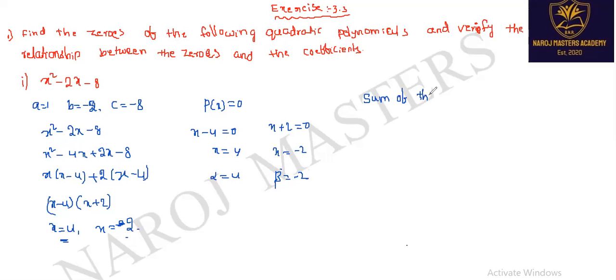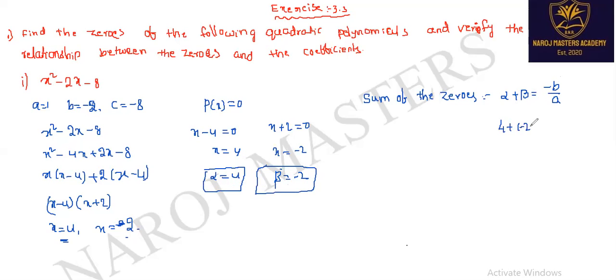Sum of the zeros is equal to alpha plus beta, and the coefficient is minus b by a. Okay. What is the alpha value here? 4. And beta is minus 2. Substitute both: 4 plus minus 2.